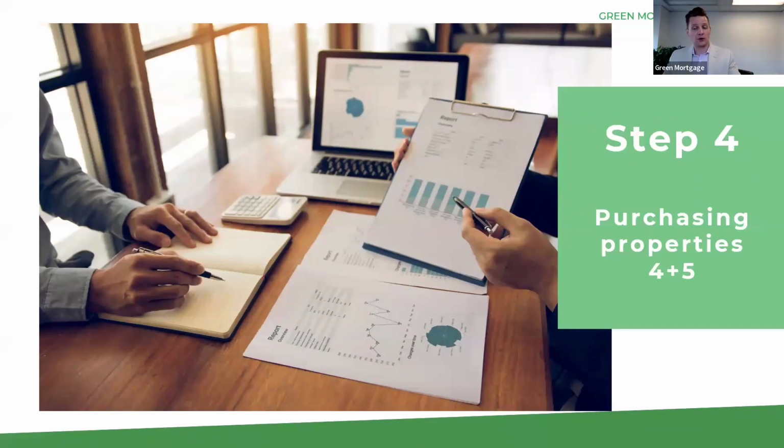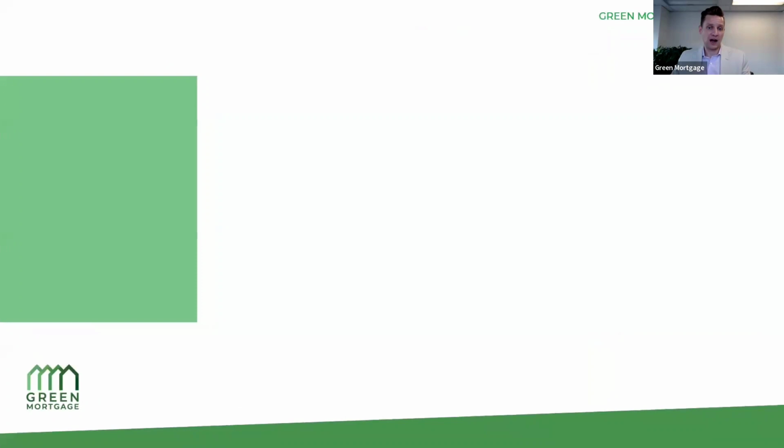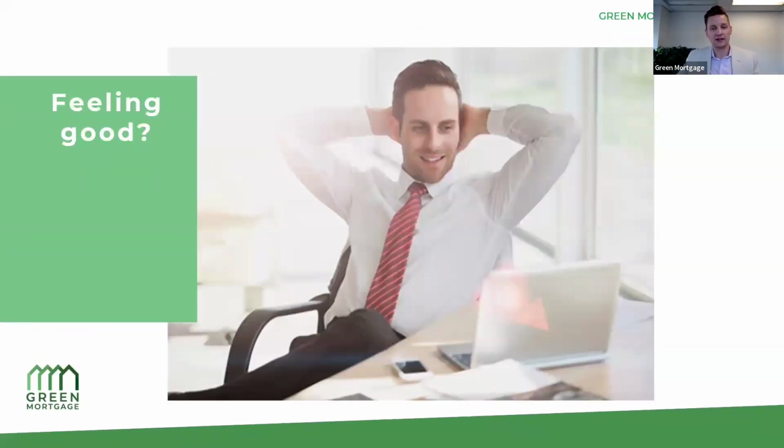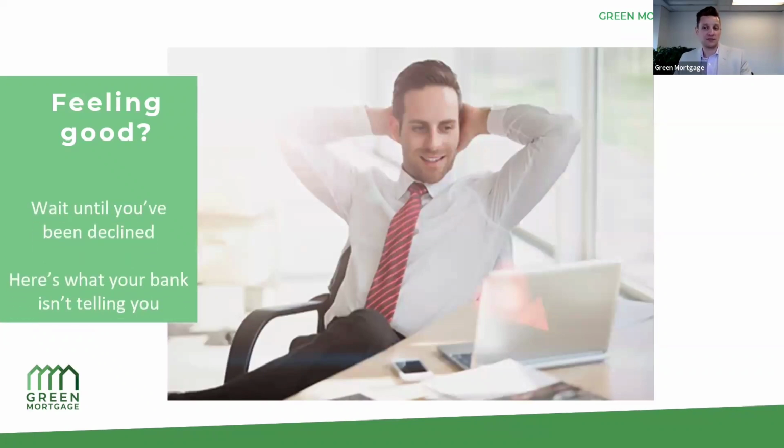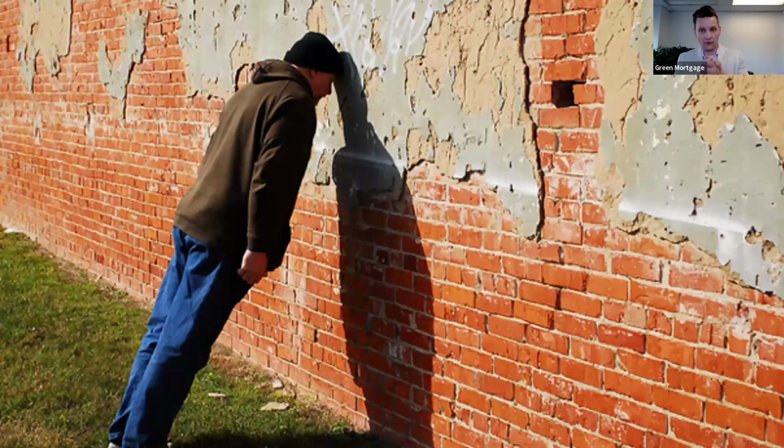So step 4, now we're trying to get into properties number 4 and 5. Now we're in a situation where some of us are feeling good. We've got 2 rental properties, we've got our own home. Well, just wait until you've been declined by your bank. So let's talk a little bit about hitting that wall.